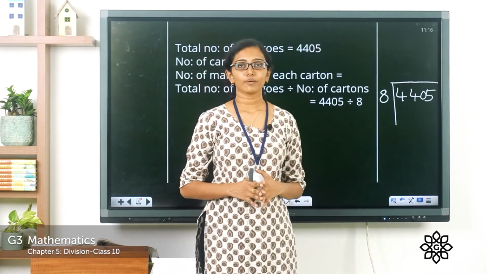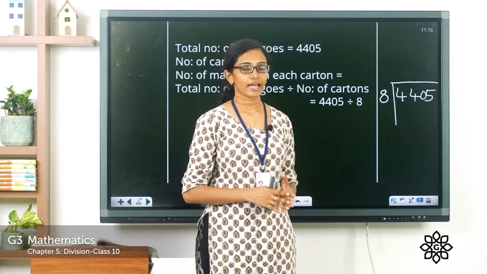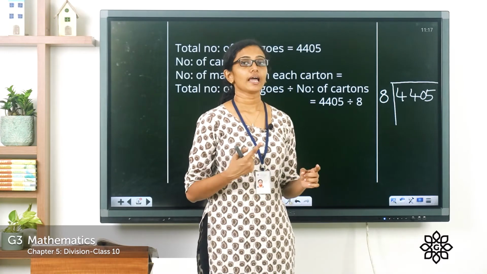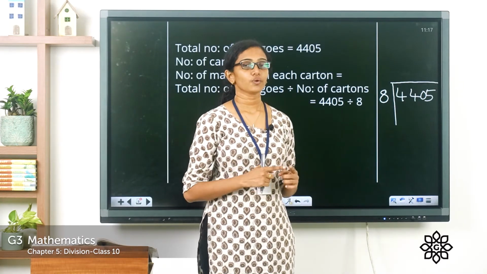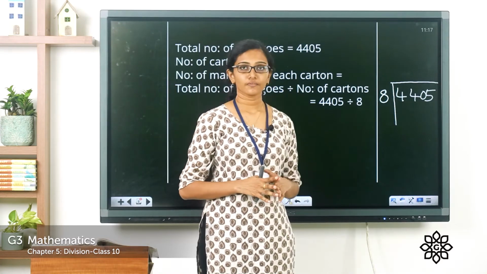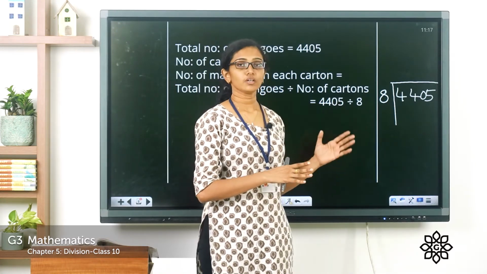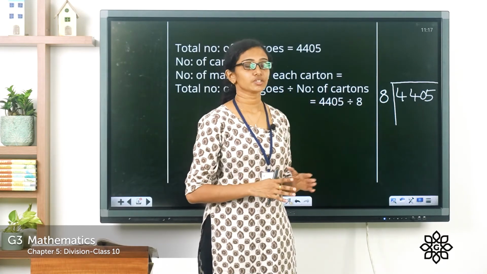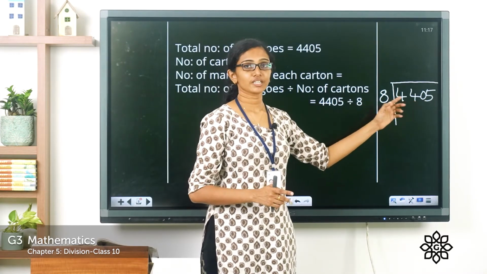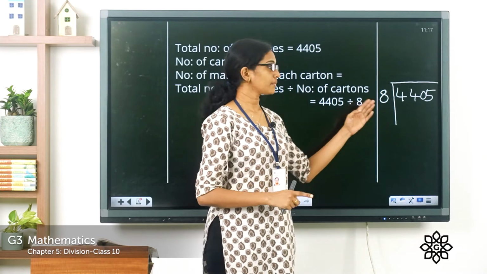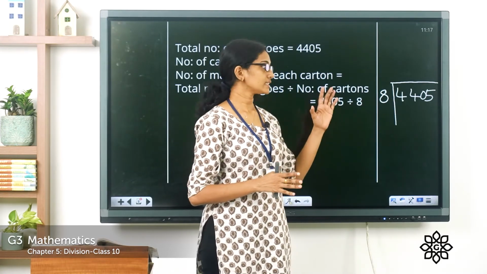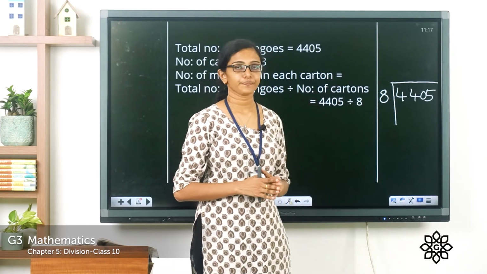So let's recite the table of 8. 8 ones are 8, 8 twos are 16, 8 threes are 24, 8 fours are 32, 8 fives are 40, 8 sixes are 48. So we recite the table of the divisor till we reach the same number that we are considering or just less than the number that we are considering. So let's take 8 fives are 40.